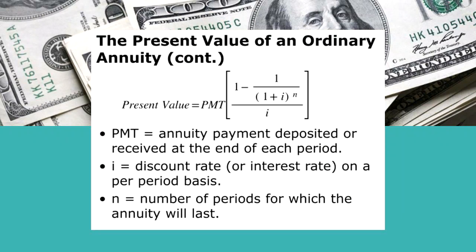Now let's talk about the present value of an ordinary annuity. We need a new formula because now we're looking at the initial amount as opposed to the payments or the future value. The payment is the amount deposited or received at the end of each period. I is the discount or interest rate on a periodic basis, and N is still the number of periods. A good example of a present value would be a loan amount: the initial loan that you would take and then make payments towards.